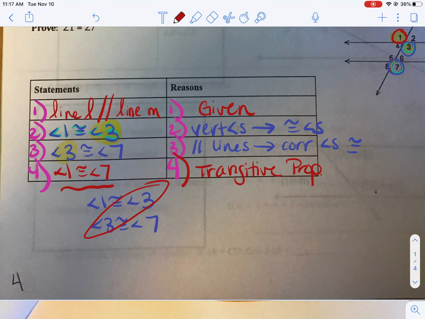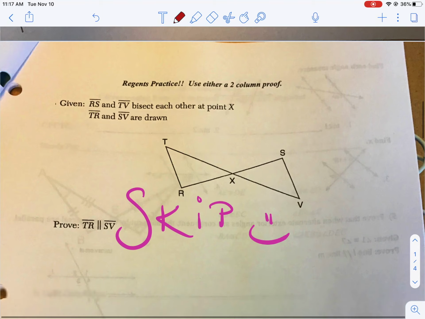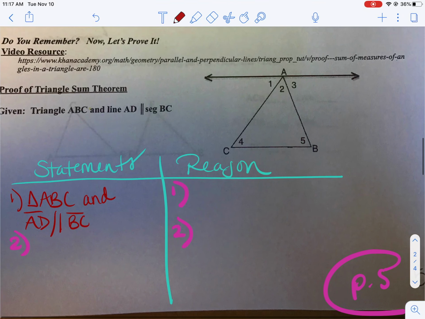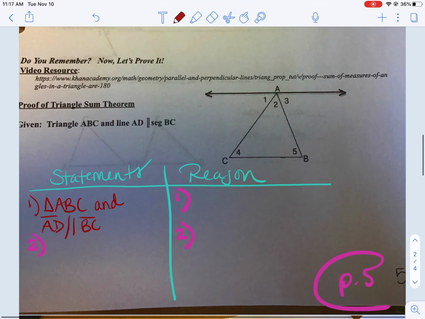Okay, so I think we're going to try maybe one more example before we go through and let you try homework. We're going to skip the example on page 5. We're going to look down at this example, and I'm sorry the copy came out a little darker. So if you could take a second and set up your statements and reasons.